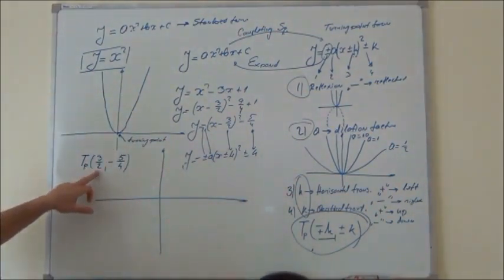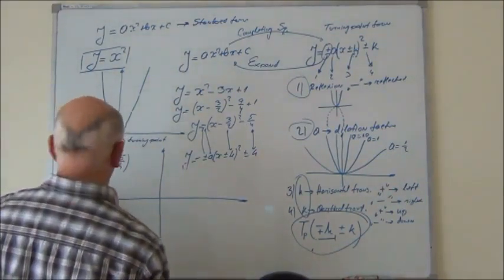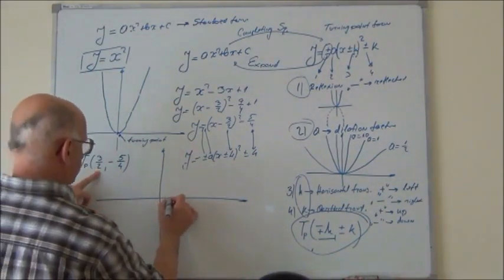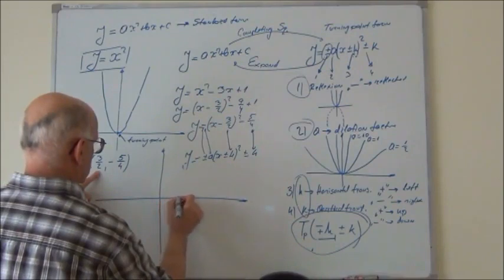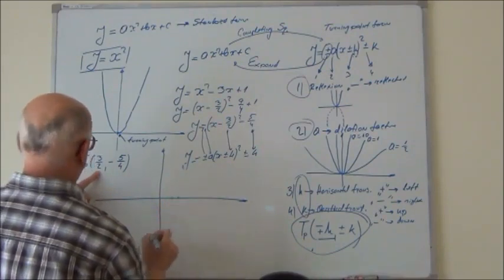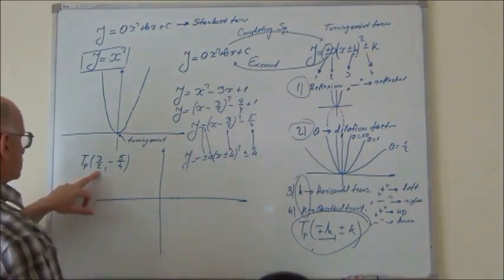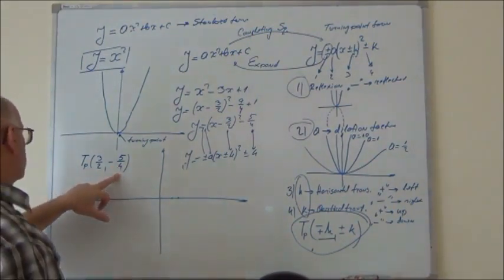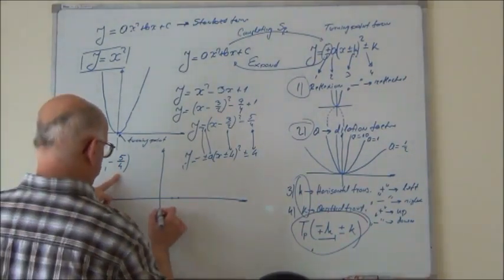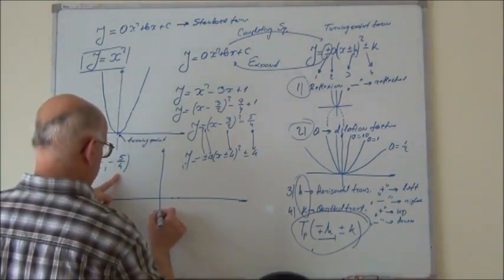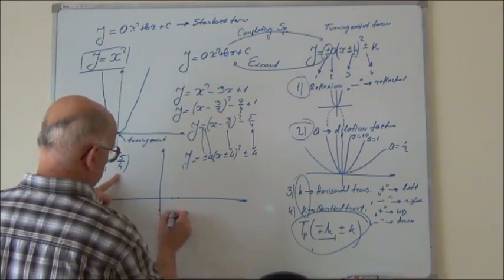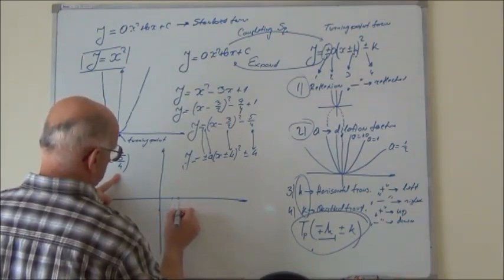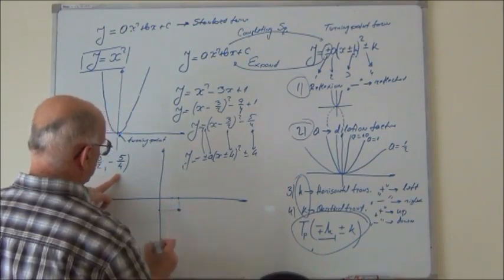So 3 on 2, that is about 1.5. Positive, let's say 1 is here, 1.5 will be somewhere here. That is the x coordinate of the turning point, and the y coordinate is minus 5 on 4. This is 1 and 1/4, so somewhere here, and the turning point of our parabola would be here.